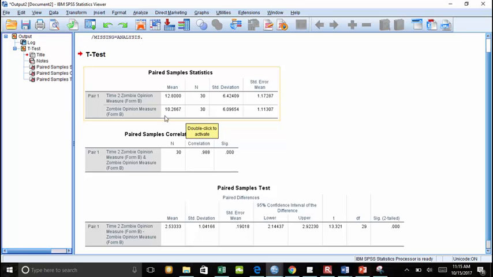12.80 minus 10.267. That's your mean difference score of 2.53. Here's your standard deviation of your difference score, and the standard error of the mean difference score. Ignoring the confidence interval, you go to your T of 13.321, degrees of freedom 29, and your significance of 0.000. Okay, that's the way I would run it.